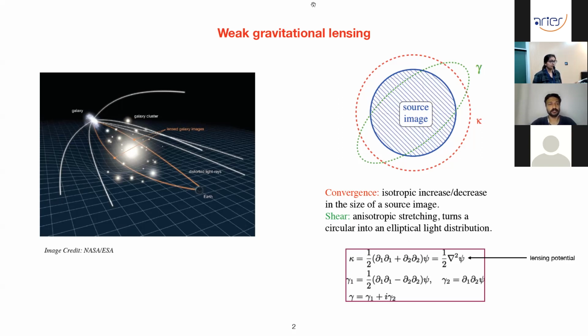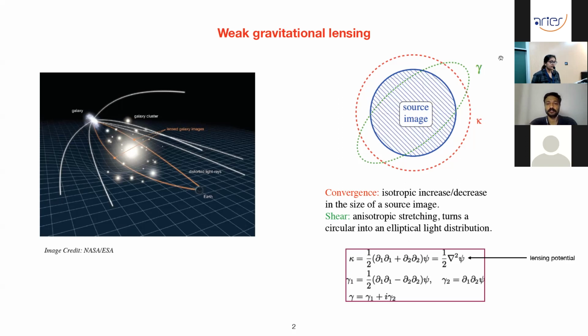And observationally, how we can account for that is through a change in shape or size, simply put. If we have a circular source image given by this blue circle in this simple cartoon diagram, one thing that can happen is either there is a change in size of the source image, so you can look at a magnification of the source image in terms of this red dashed circle, or there can be a change in shape or an anisotropic stretching of the source image. It could manifest in the form of this dotted green ellipse kind of structure.